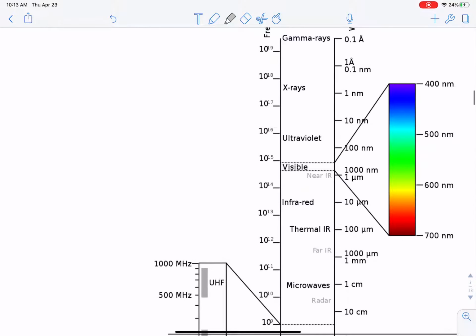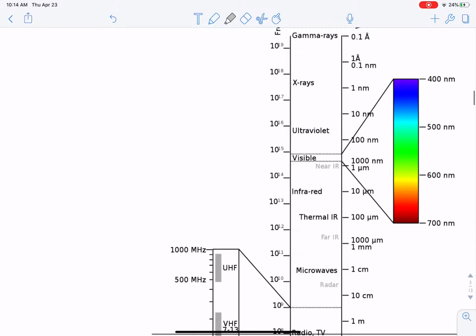Continuing to look further, we go up to this end, we have gamma rays. These are very high frequency, short wavelength. Look at the scale, it is on the order of tenths of an angstrom. That's the size of an atom. Okay, and indeed these gamma rays are often produced by interactions at the center of an atom.